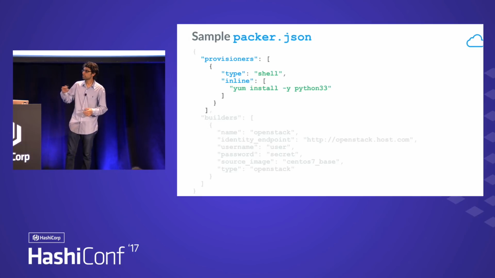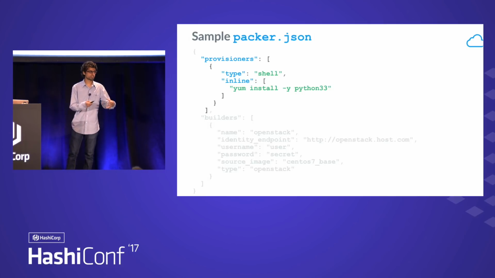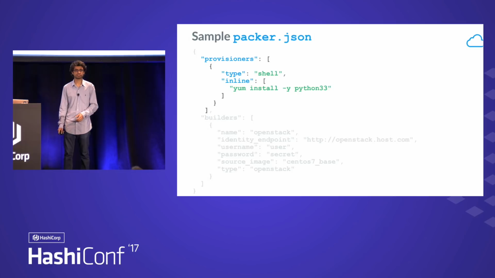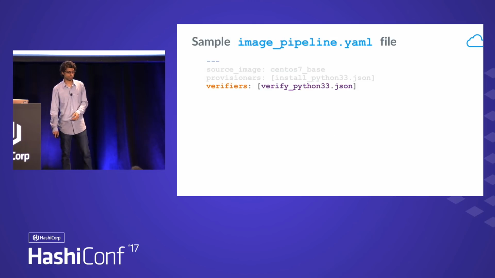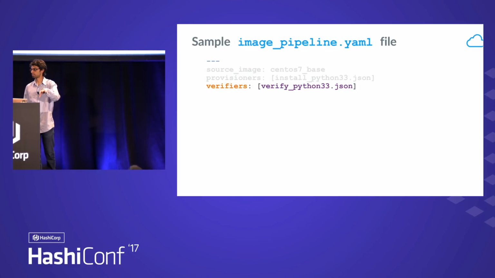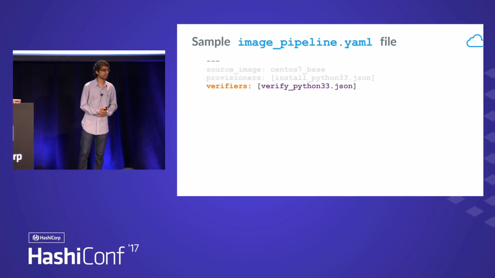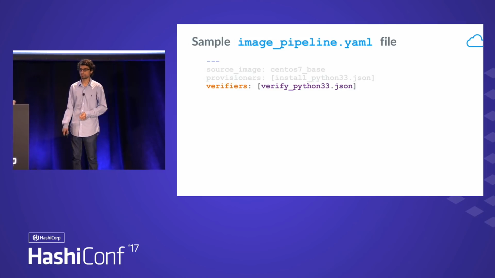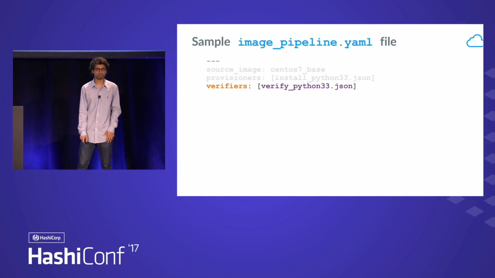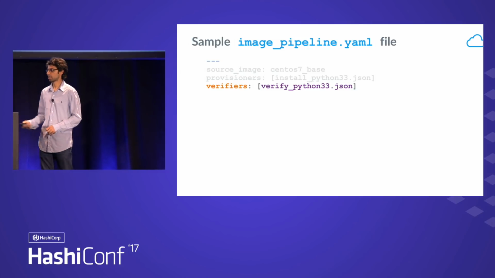Now you have the power to reuse these provisioners for different images as well. It's in the same repo, so you can just embed it in your image definition. That's what we call this YAML file. And of course, you also have a verifier section now, which is separate from what Packer provides. You can also reuse these verifiers as well. These verifiers follow a similar format to the provisioners, and they run separately.